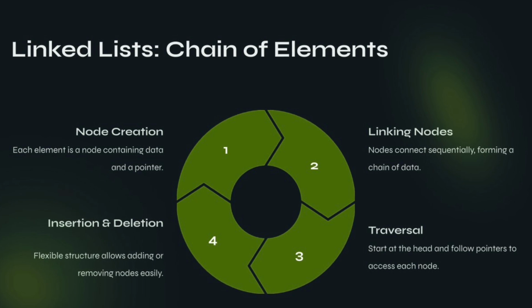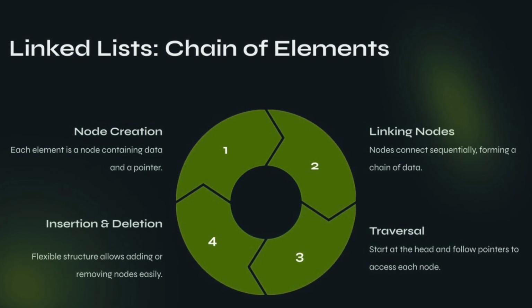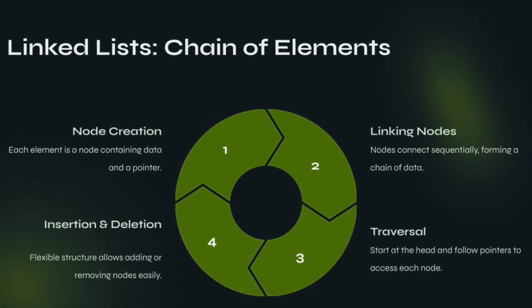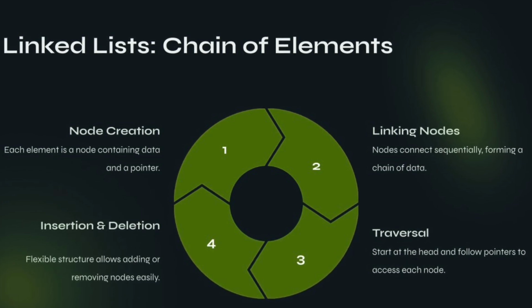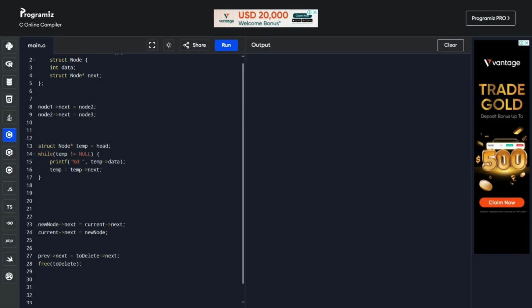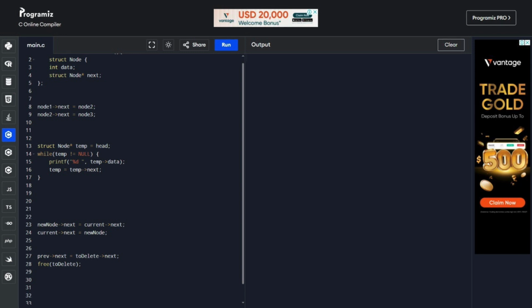Well, we have a linked list: chain of elements, node creation, linking nodes, insertion and deletion, and traversal. We'll know each of them in detail in other slides. Node creation. Let's begin with the building block of a linked list, the node. Imagine a node like a train compartment. It carries two things, the data and a link to the next compartment. This link is like a chain that connects the compartments.